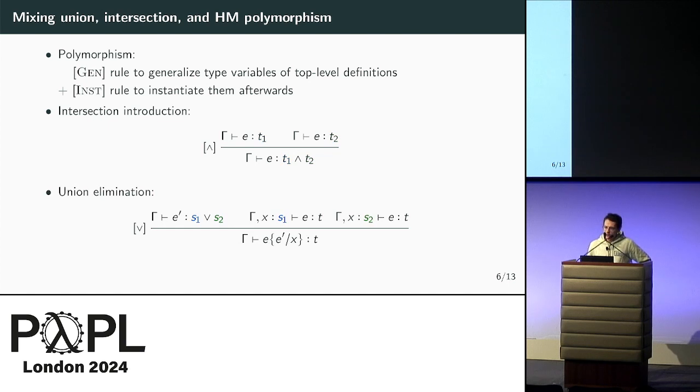And lastly, we have the union elimination rule. Given an expression E, this rule allows us to select any subexpression E prime and to decompose its type into a union, S1 or S2, and then we can treat each case separately. So first we type E by assuming that this subexpression has type S1, and then we type E again, but this time by assuming that this subexpression has type S2. This union elimination rule allows us to perform type narrowing and to type type cases.